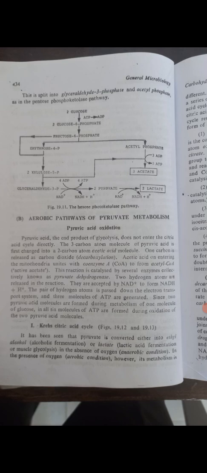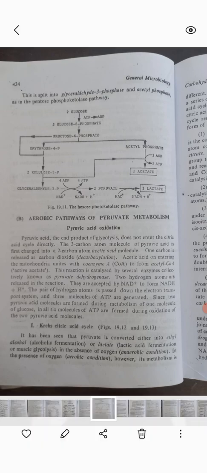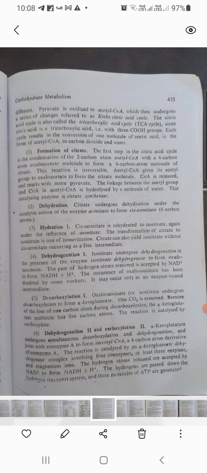Pyruvic acid is converted into ethyl alcohol in the anaerobic condition, that is alcoholic fermentation, or into lactic acid, that is lactic acid fermentation, in the absence of oxygen. In the presence of oxygen, or in the aerobic condition, however, the metabolism is different and pyruvate is oxidized to acetyl-CoA, which then undergoes a series of changes referred to as the Krebs cycle or Krebs citric acid cycle.